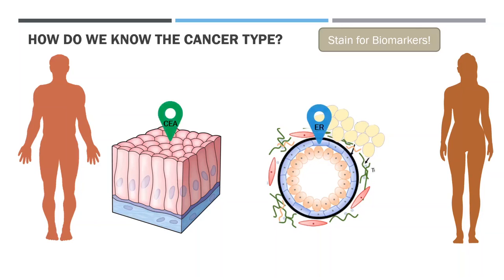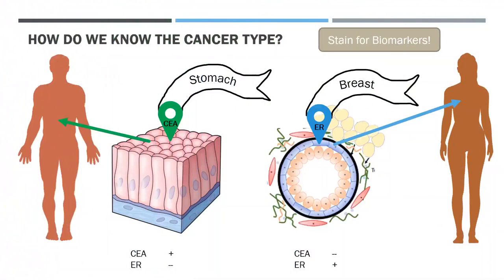Here we have the two different biomarkers on these two tissues. To figure out which is which, the pathologist stains the two tissues. Here we go! We found that the one that picked up our green stain is stomach cancer, with the biomarker called CEA. The one on the right picked up the blue stain. This one is breast cancer, with the biomarker called ER.